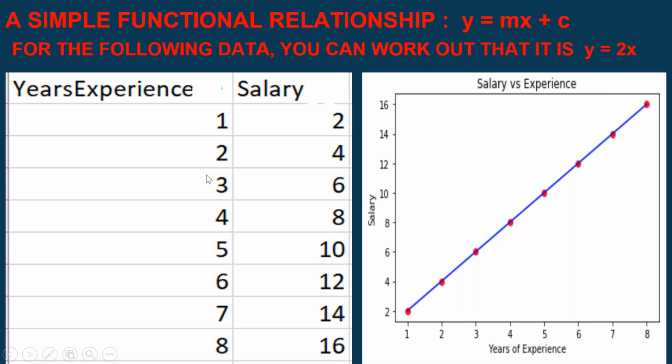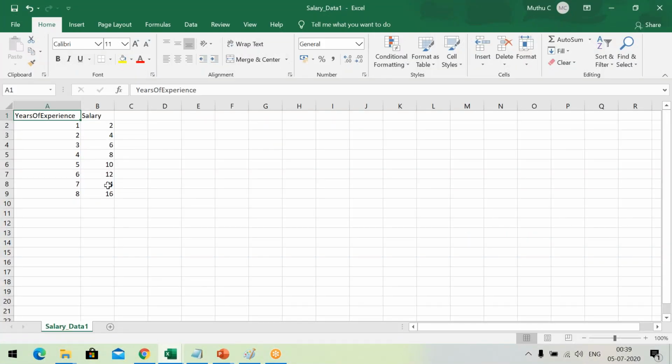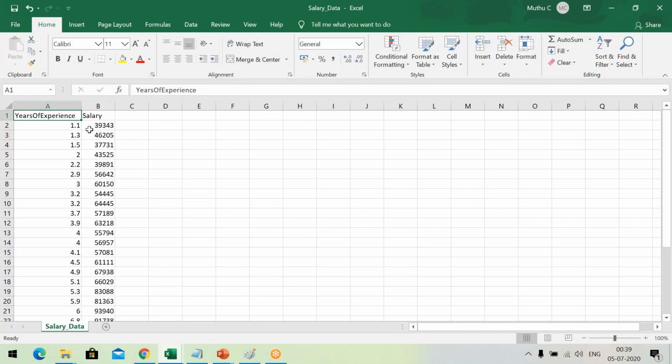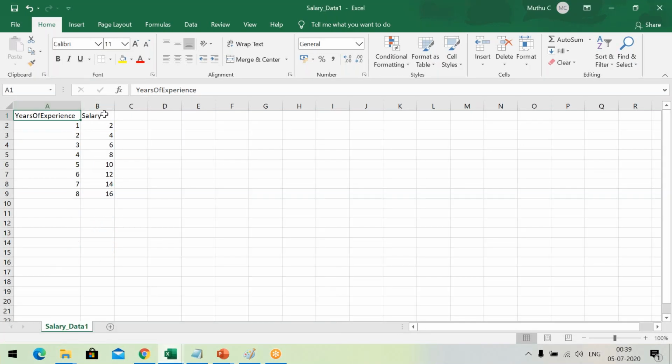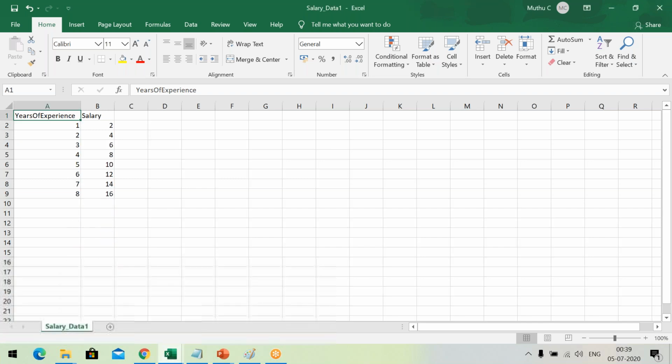But if the data is really very difficult, now we have considered this data: 1, 2, 3, 4, 8, or 2, 4, 6, 8, 16. The name of the data set is salary data 1. If the values are really complex, like 1.1, 1.3, with fractions, and these values contain as many as 5 digits, guessing the relationship is not possible. Here we could guess y is equal to 2x, but here guessing is not possible. In the case of this data, we could use a simple statistical procedure.